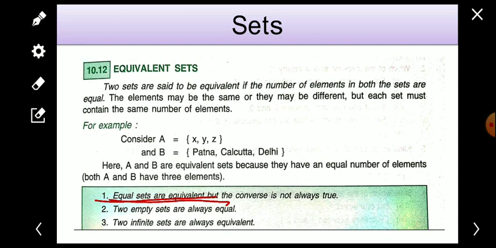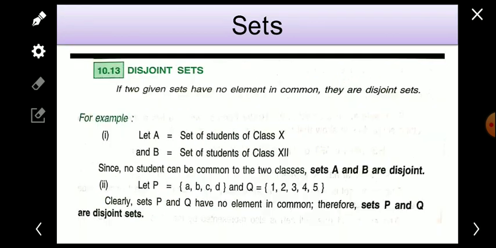But it is not compulsory that equivalent sets are equal sets. No. Here we can see that these are equivalent sets, but these are not equal sets, because the elements are different, and for being equal sets, the elements also should be equal. So here XYZ are there, and here Patna, Calcutta and Delhi are there. So these are not equal sets, these are equivalent sets. Now we have understood.